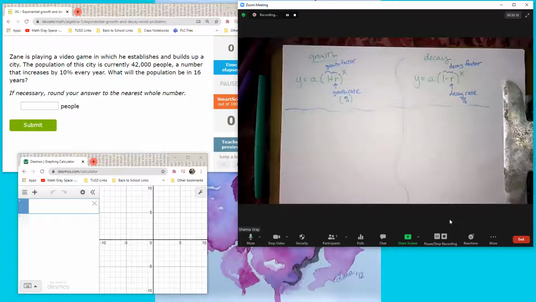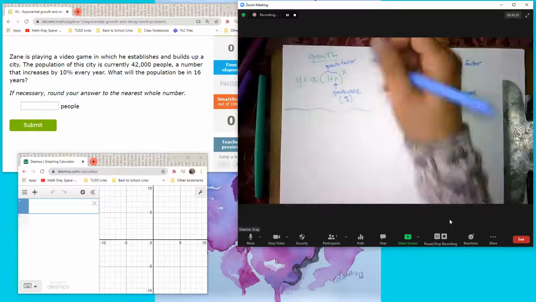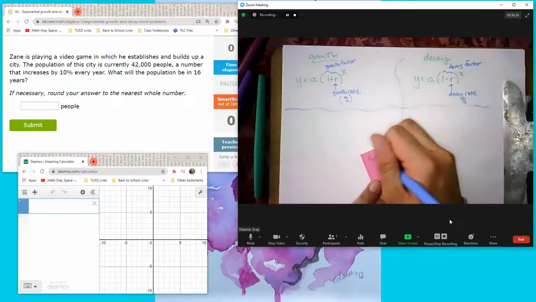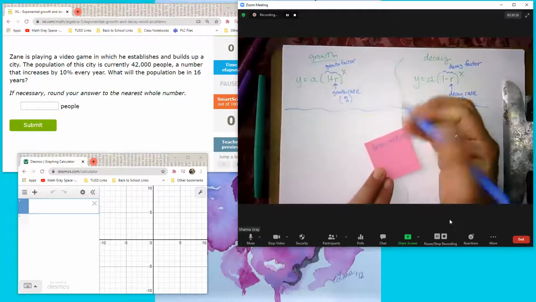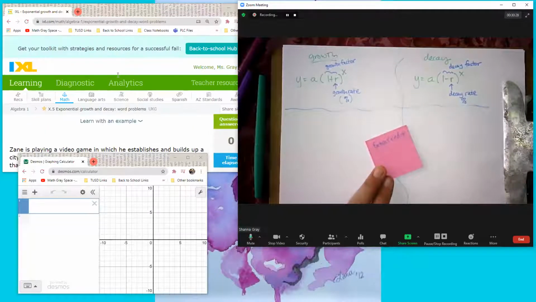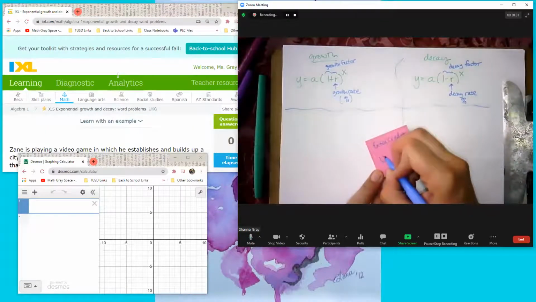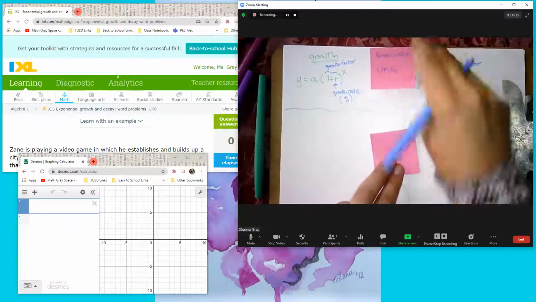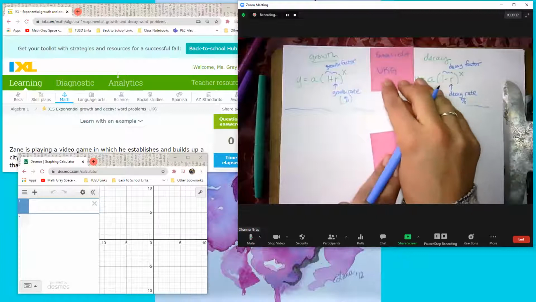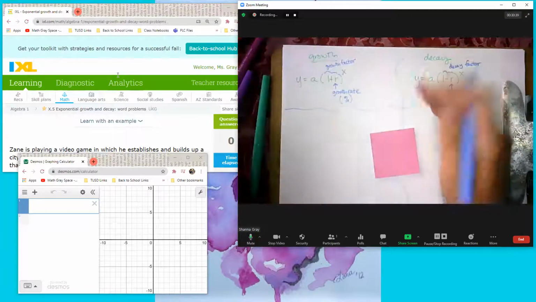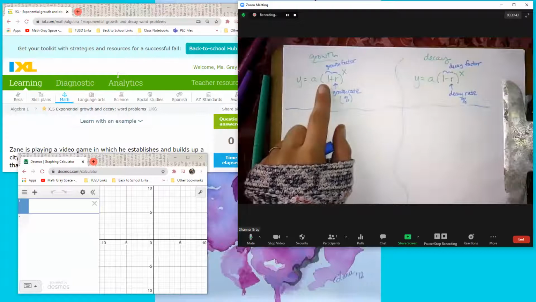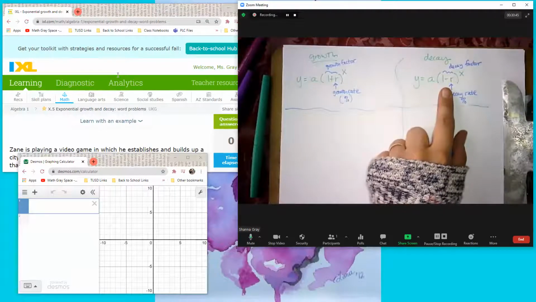Guys, this is an extra credit topic, topic UKG. I'm not expecting all of you to finish it, but if you want to try it, I'm going to give you a couple example problems. This is the formula for exponential growth, and this is the formula for exponential decay.